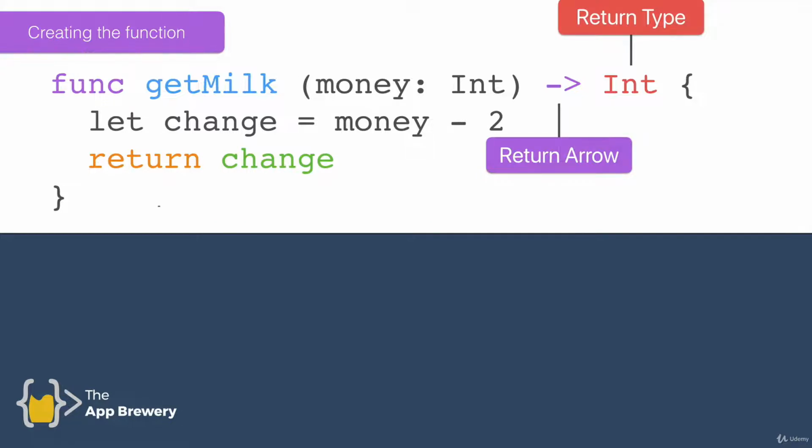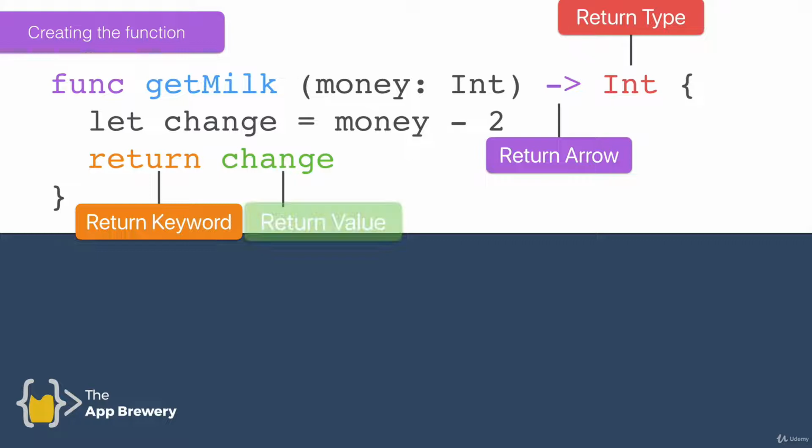And then we have a return keyword somewhere in the body of our function. And after the keyword is where we provide the value that will be the output of this function, or the return value. And that value, of course, must match the return type that we specified earlier on.